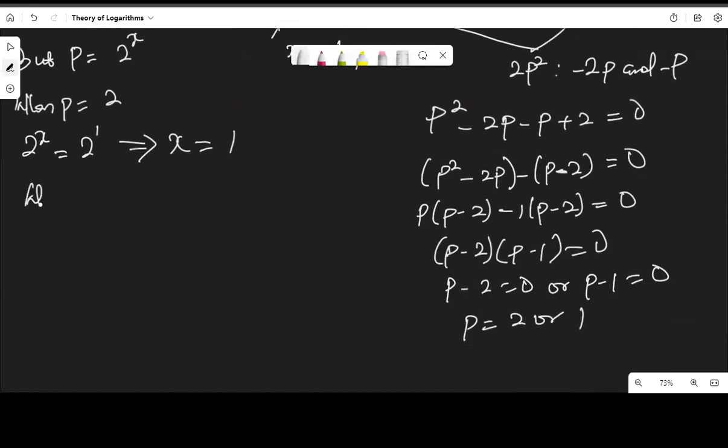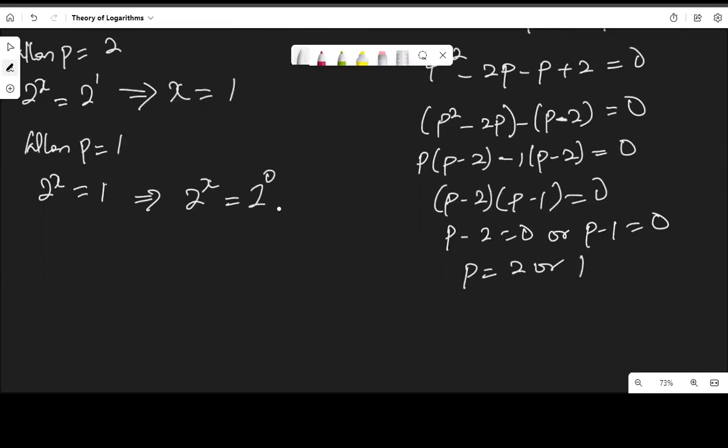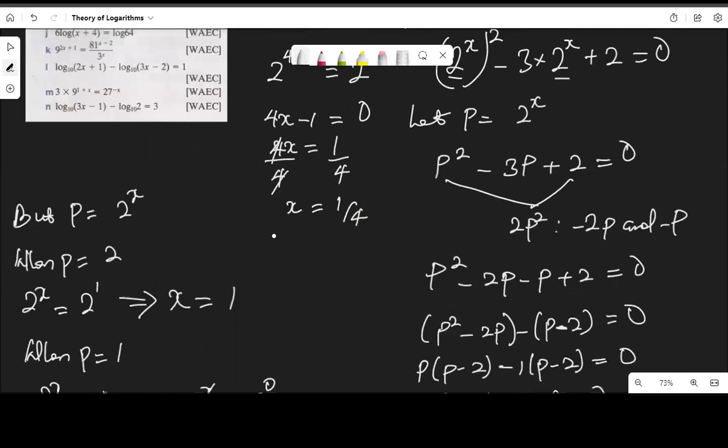Again, when p is equal to 1, 2 to the power of x is equal to 1, which implies 2 to the power of x. I'm turning this 1 to 2 to the power of 0, since I know that any number to the power of 0 is 1. I'm doing that so that the bases will be the same. So now we have the bases to be equal. We can equate the powers. x is equal to 0. Therefore, the final answer to that question is x is equal to 0 and 1.